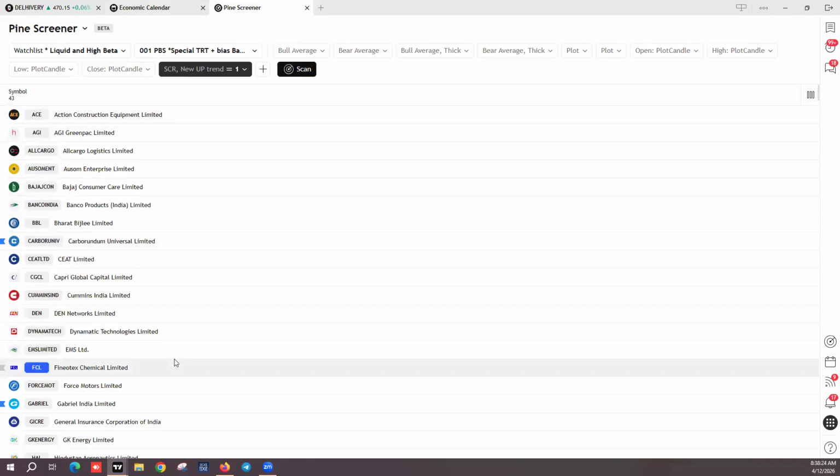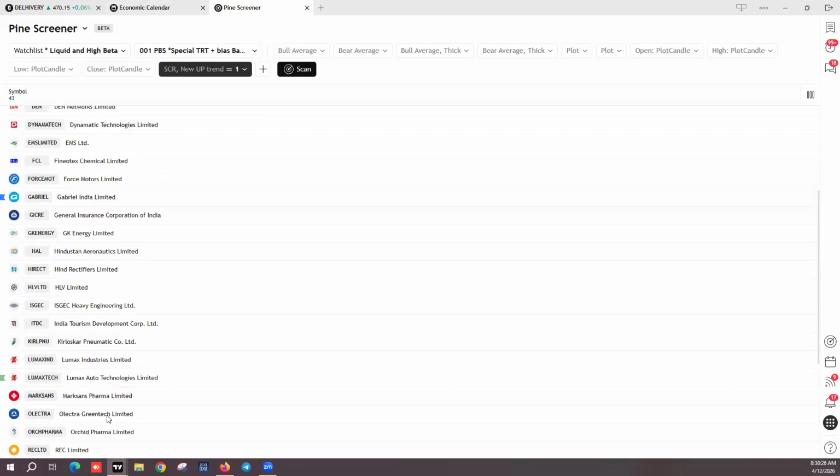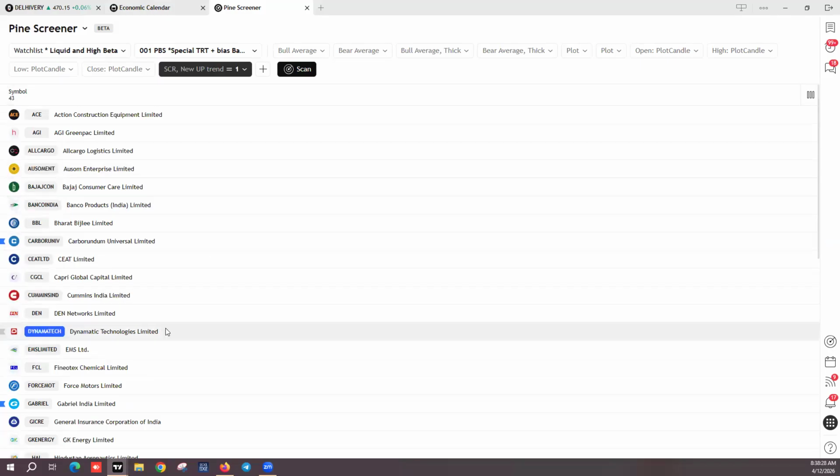See, these 43 stocks have a fresh uptrend started on Friday. So the color has changed to green in 43 stocks on Friday. This is with a new uptrend. Now, if you want to use a different time frame, by default, the time frame is 1 day.